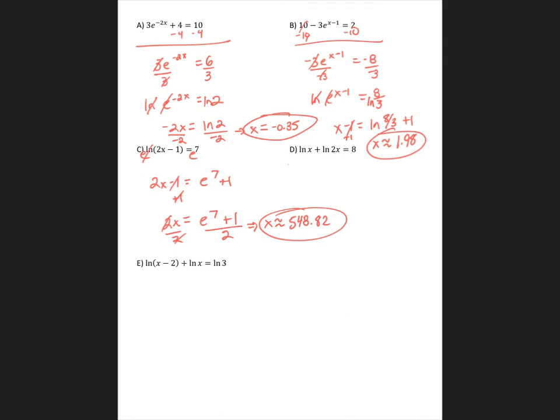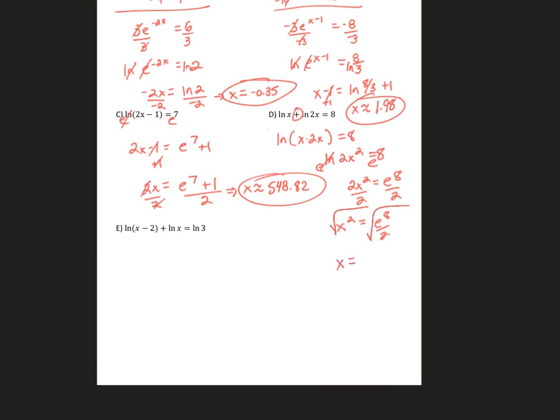So ln of x plus ln of 2x, I can condense this to one single natural logarithm by, since this is addition, we know we can multiply these two natural logarithms together. So I have ln of 2x squared equals 8. Now I can take the e of both sides, and I get 2x squared equals e to the 8, divide by 2, and I get x squared equals e to the 8th over 2. And now I need to solve by taking the square root of both sides.